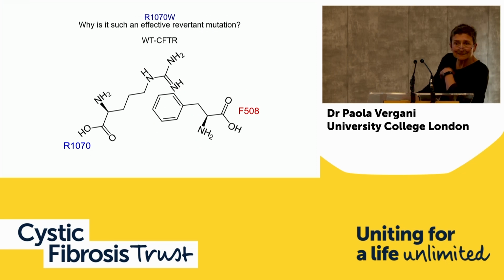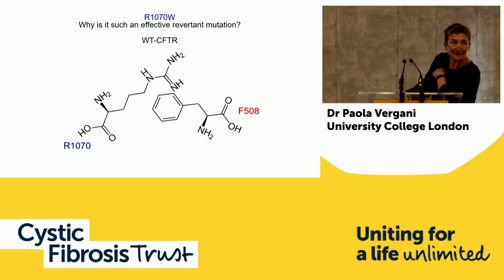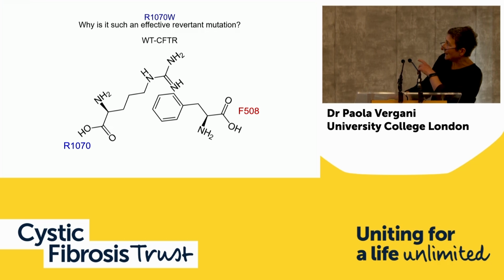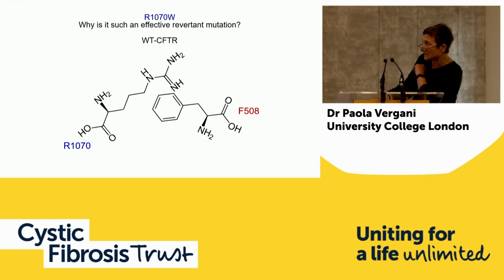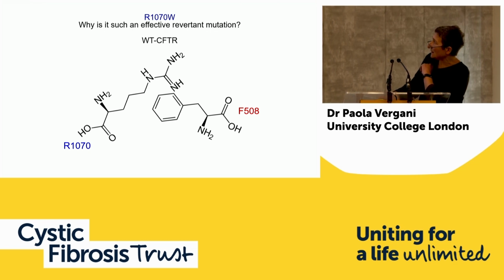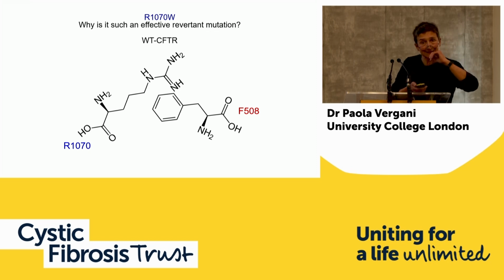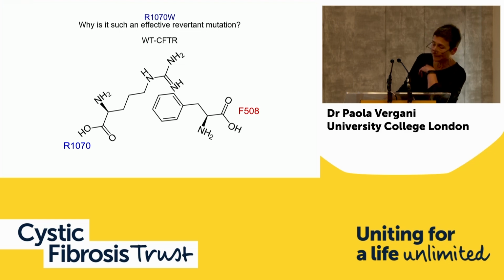Now, why is R1070W such an effective revertant? We did some studies of molecular dynamics in collaboration with Peter Tielemans' lab in Canada, and we came up with a hypothesis. In the wild type, we have the aromatic ring from F508, and we have the arginine, R1070. The aromatic ring can form these hydrophobic stacks at the interface, while the arginine can form hydrophilic hydrogen bonds.